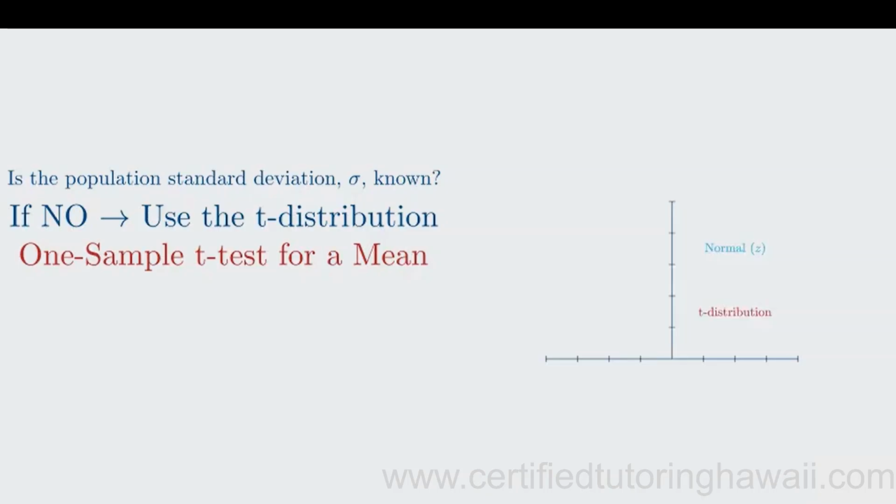The t-distribution is slightly different from the normal distribution. It has heavier tails to account for the extra uncertainty of estimating the standard deviation. As our sample size increases, our estimate of the standard deviation gets better, and the t-distribution begins to look exactly like the normal distribution. But for now, remember, if sigma is unknown, t is the way to go.